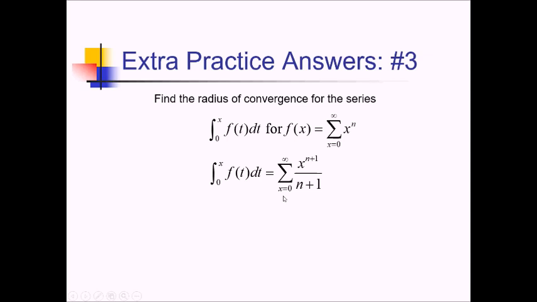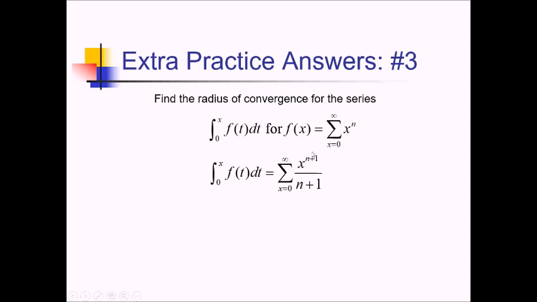So now this is not a geometric series. To figure out radius of convergence, I am going to need the ratio test here. So I'm going to have the limit as n approaches infinity of the absolute value of the n plus 1th version of this over the nth term version.